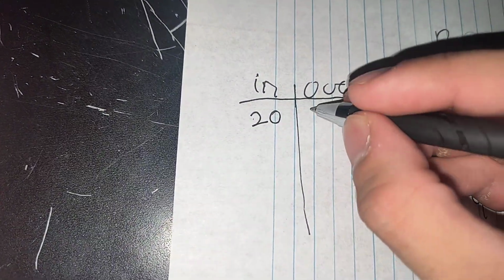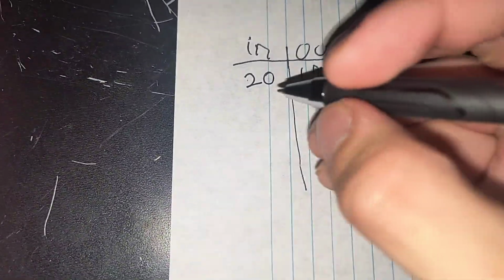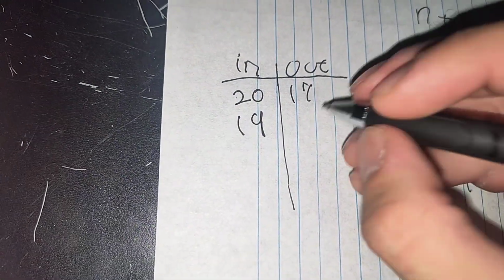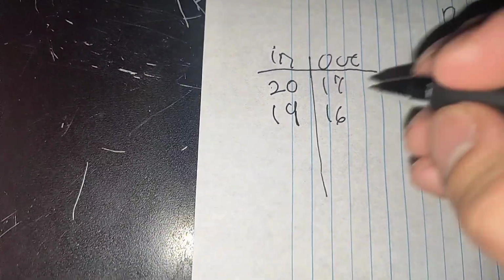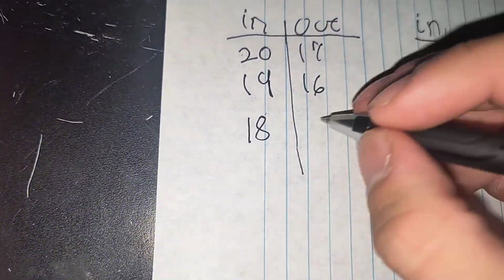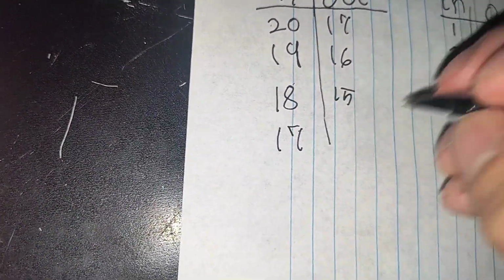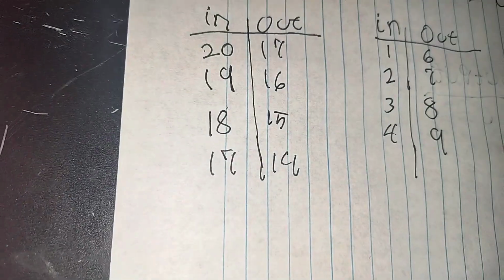Okay. What about with subtraction? What about an input and output like this? 20 and 17, 19 and 16, 18 and 15, and 17 and 14. Well, what's the rule for this?